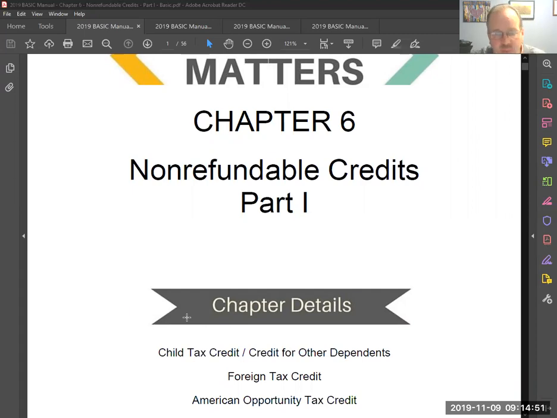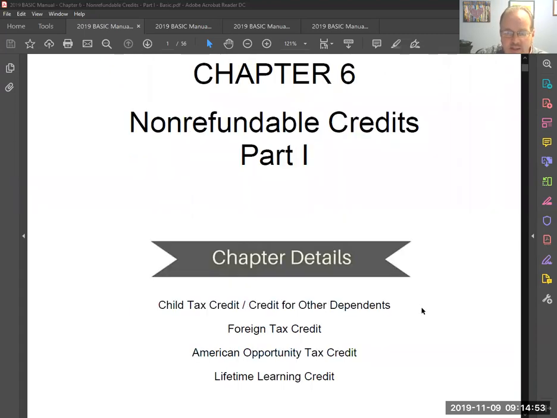Okay, so we talked about the refundable credits in 6, and the non-refundable portions of the child tax credit. You have to remember that it is a hybrid with two pieces: the non-refundable portion of the child tax credit, and then the additional child tax credit, which makes up the refundable portion of that $2,000.